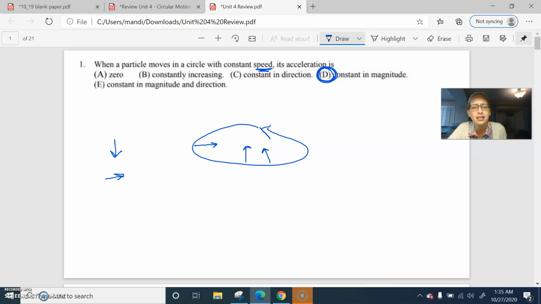First it's pointing east, then it's pointing northeast, then north, then the next one. Alright, so the direction is changing. So it's not direction, it's the magnitude, the amount. Okay, so that's number one.